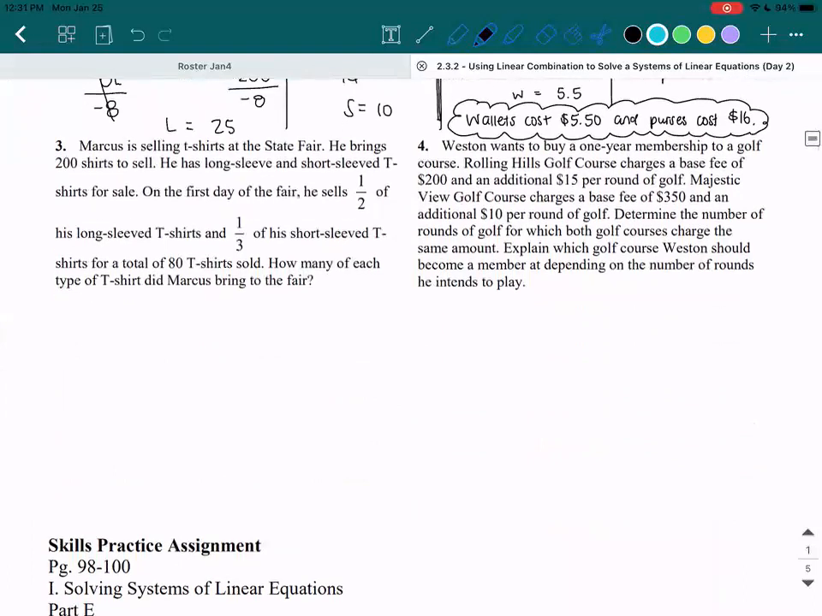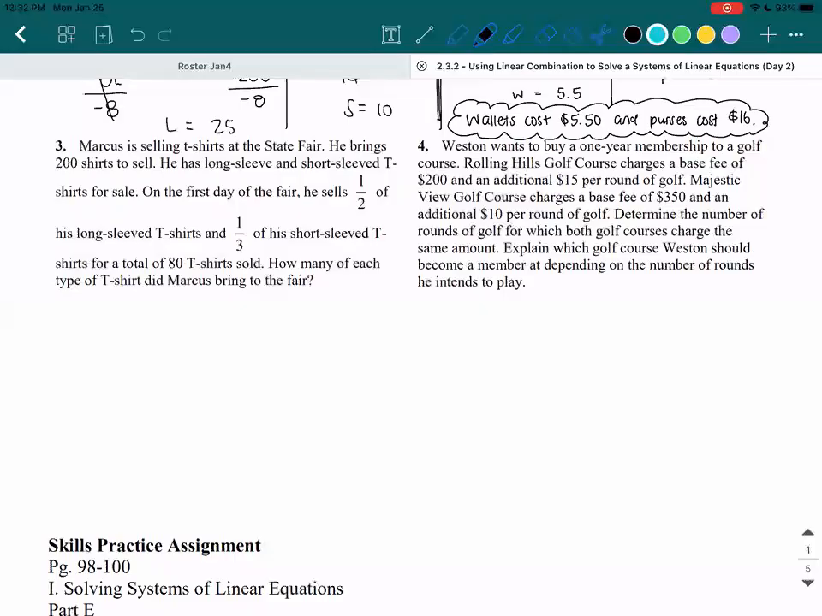So number 3 says Marcus is selling t-shirts at a state fair. He brings 200 shirts to sell. He has long sleeve and short sleeve t-shirts for sale. On the first day of the fair, he sells half of his long sleeve t-shirts and 1/3 of his short sleeve t-shirts for a total of 80 t-shirts sold. How many of each type of t-shirt did Marcus bring to the fair?